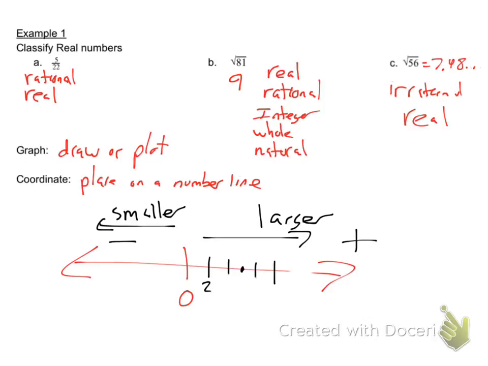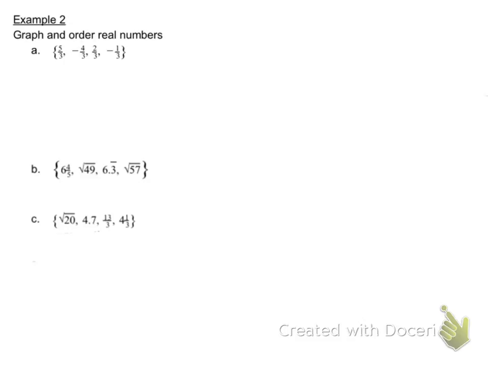Now, what we need to do here is graph in order. So you're going to put all of those numbers. We'll do the first 1 or 2 together. I have some steps for this. What we're going to do is graph and order these. So write these down. Okay. As you're writing those few things down, this is what we're going to do. Number 1, steps to putting these in order and plotting them. The first thing I want you to do is convert to decimals.